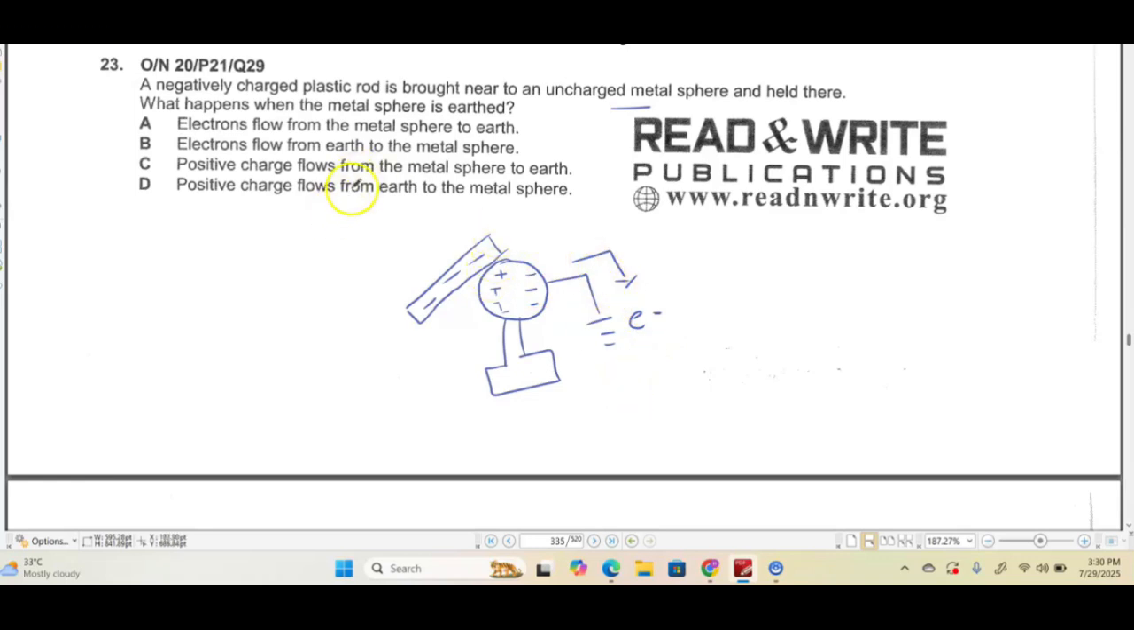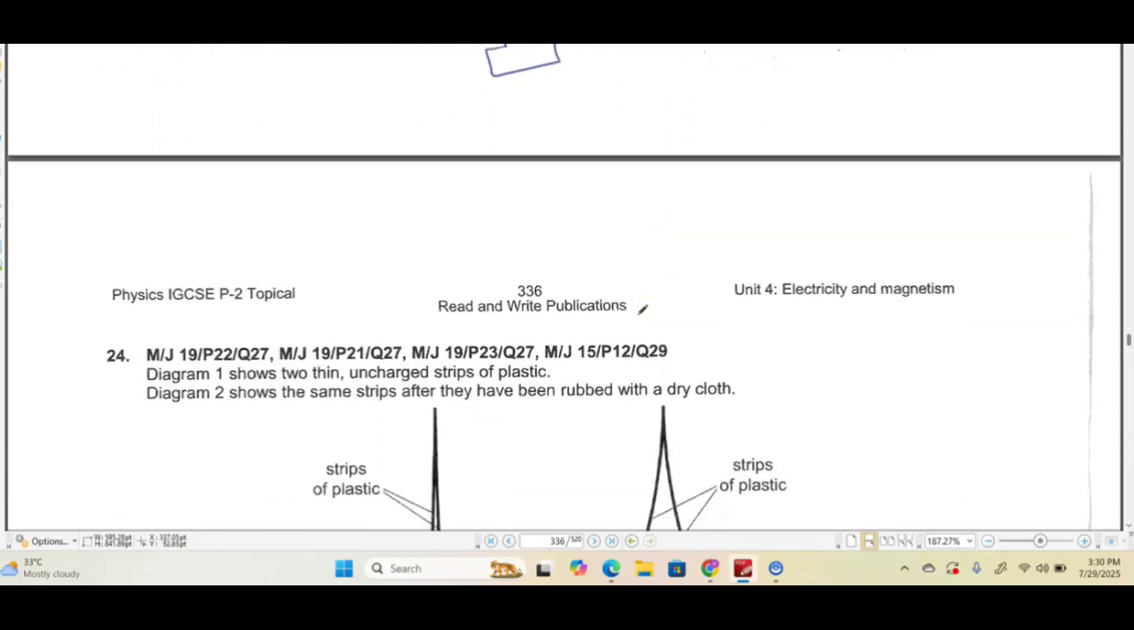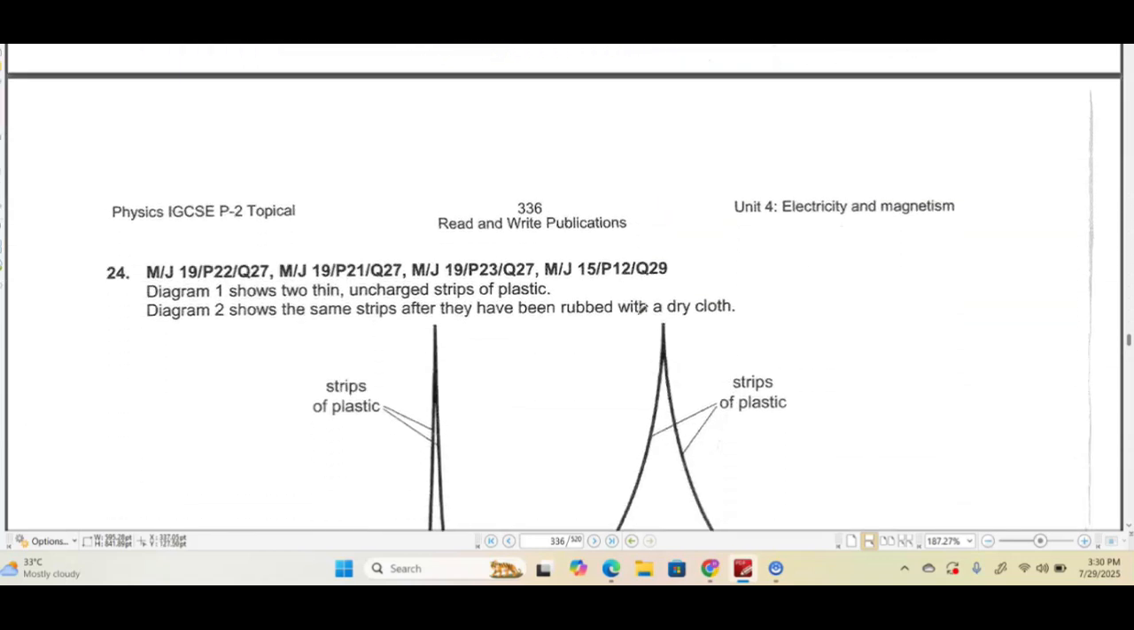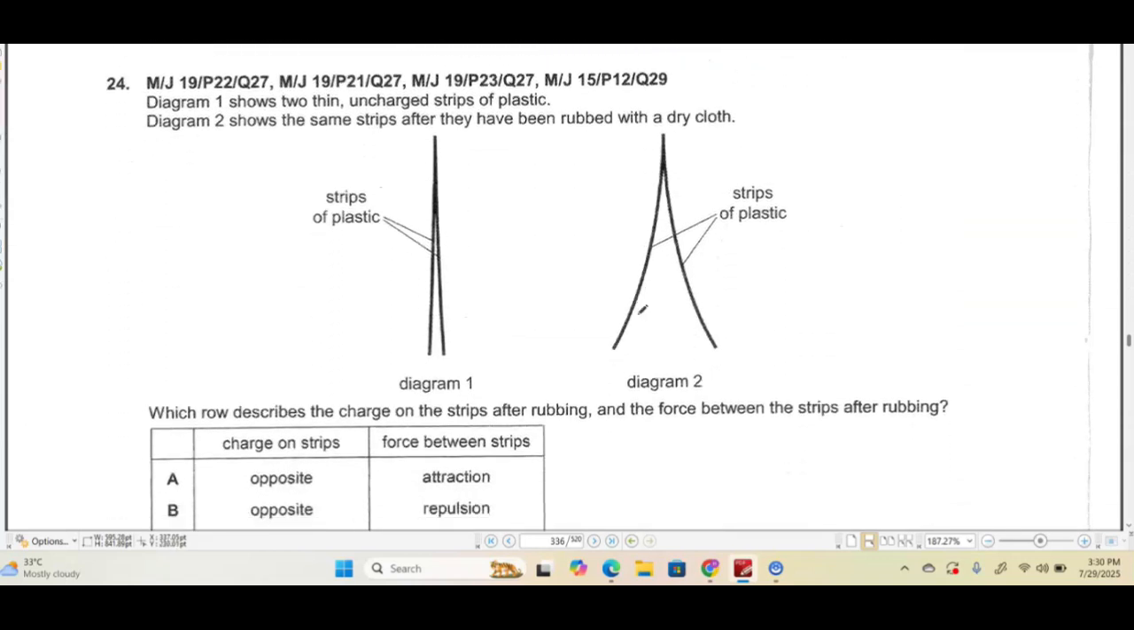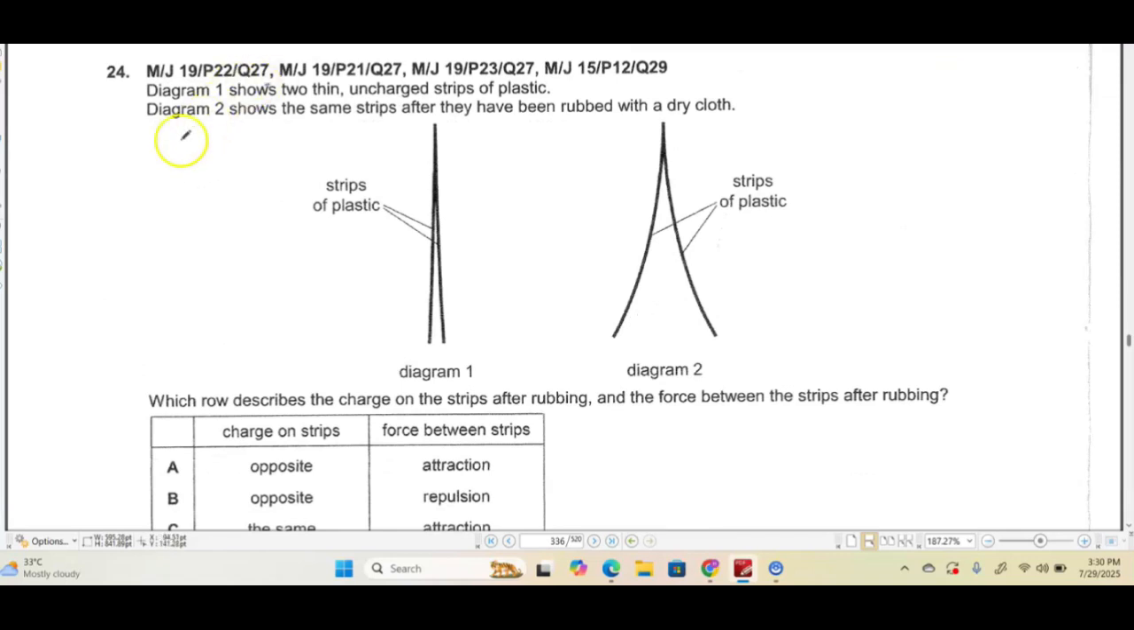ठीक है, तो electron movement would be out of this sphere. ठीक है, so let's look at our options. Electrons flow from the metal sphere to the earth. Yes, this is correct. पॉजिटिव चार्ज का तो कोई काम ही नहीं है, और जब नेगेटिव चार्ज रॉड is brought near to this, तो the electrons go into the earth. ठीक है, when the positive charge one is brought, तो the electrons go from the earth to the sphere.